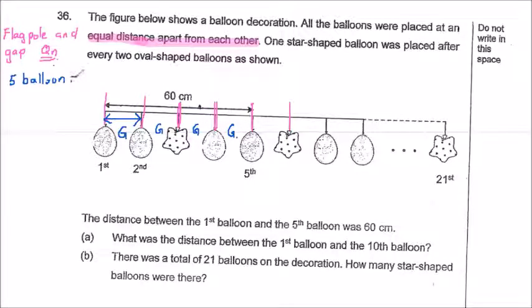So guys, please take note. Under the flagpole and gap question, the number of gaps is always one less than the number of flagpoles. So in this case, 5 balloons, it will be 5 - 1 equals 4 gaps. Is that okay? Okay.